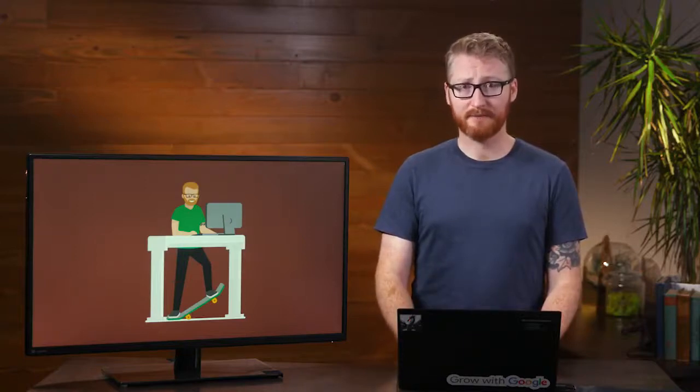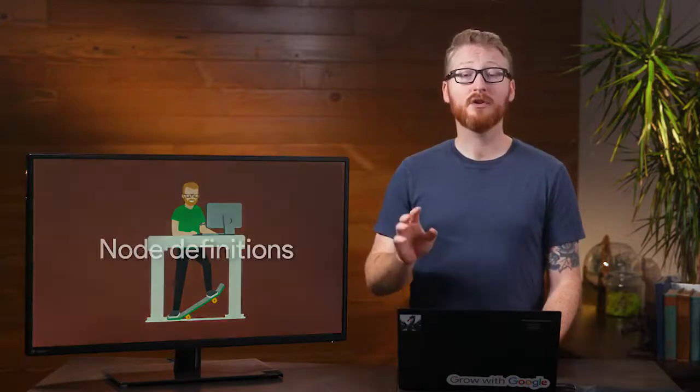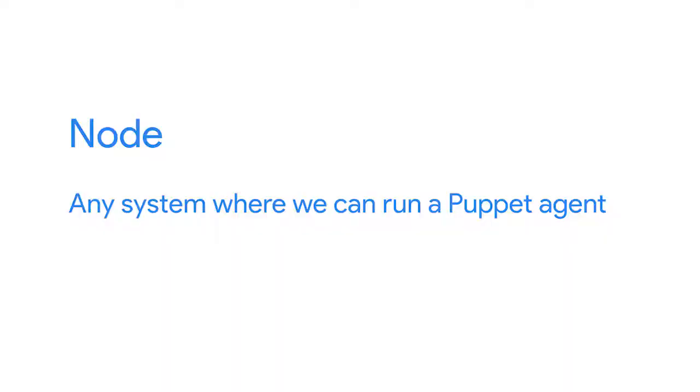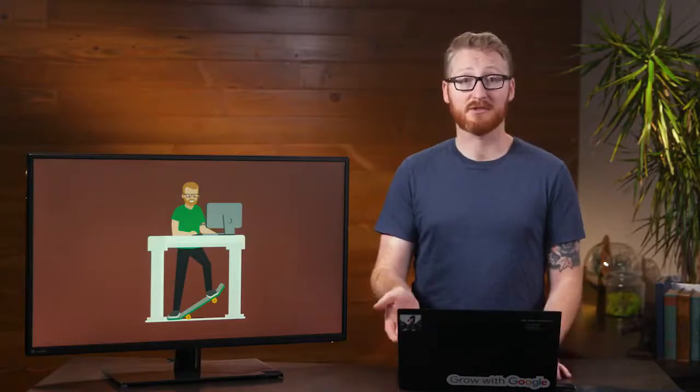In an earlier video, we saw how to conditionally apply some rules using facts from the machines. Another way to apply different rules to different systems is to use separate node definitions. In Puppet terminology, a node is any system where we can run a Puppet agent. It could be a physical workstation, a server, a virtual machine, or even a network router, as long as it has a Puppet agent and can apply the given rules. So, we can set up Puppet to give some basic rules to all the nodes, but then apply some specific rules to the nodes that we want to be different.